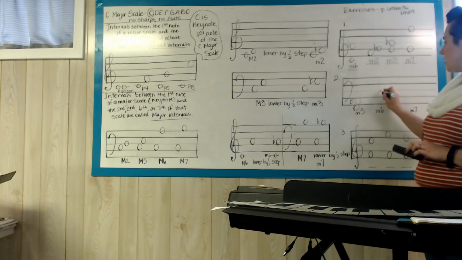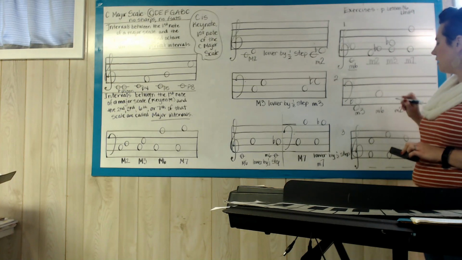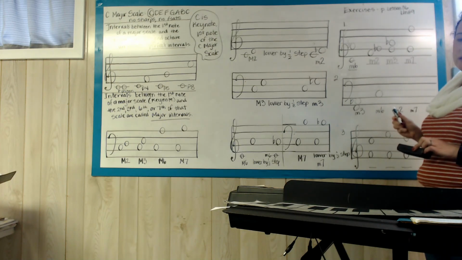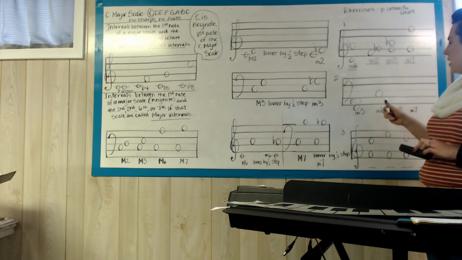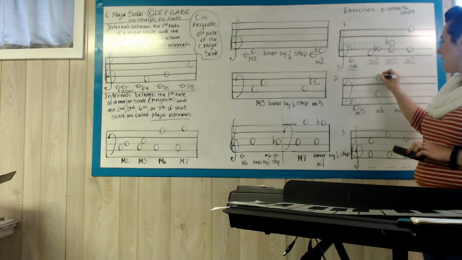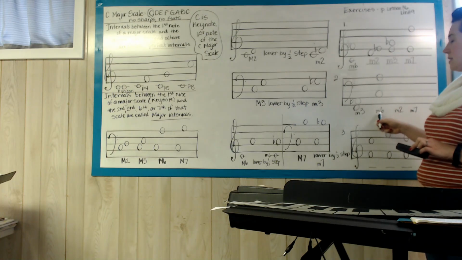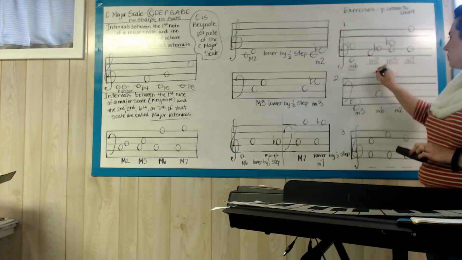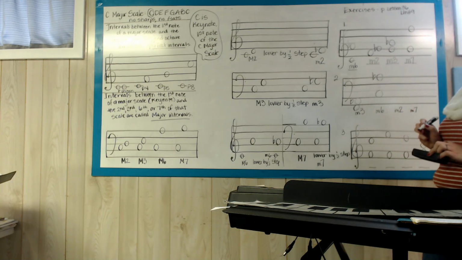Okay, minor 6th. The first note they've given you is C. C is the key we're in. So 1, 2, 3, 4, 5, 6. It would be an A. And since it's minor, I need to lower it a half step. So it's A flat.